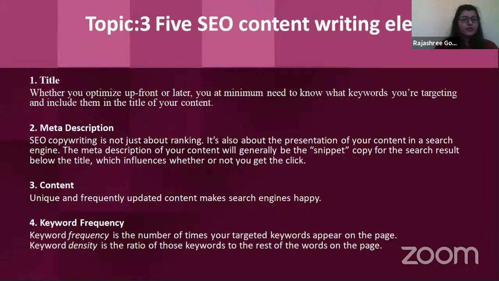The fourth one is keyword frequency. I have already mentioned that keywords are one of the most essential parts of SEO writing. Keyword frequency is the number of times your targeted keywords appear on your page. And here comes another phrase, keyword density. Keyword density is the ratio of those keywords to the rest of the words on the page. It's generally accepted that keyword frequency impacts ranking. Keyword density, on the other hand, does not.